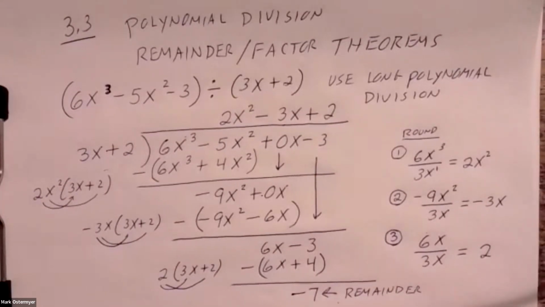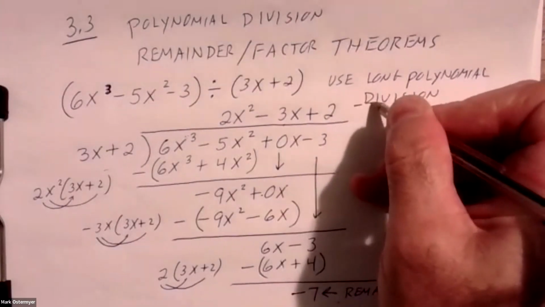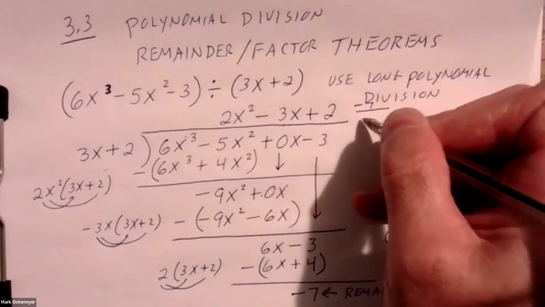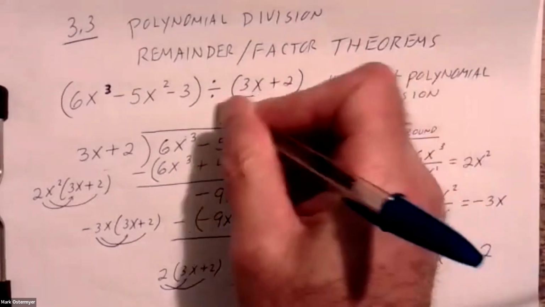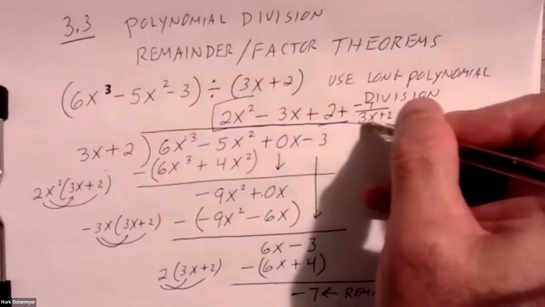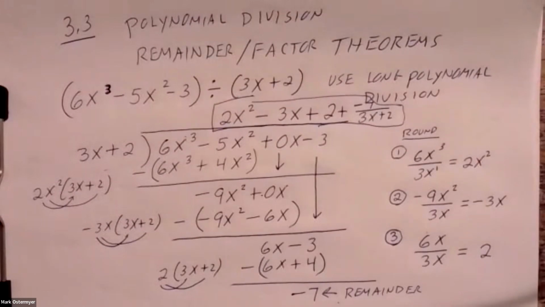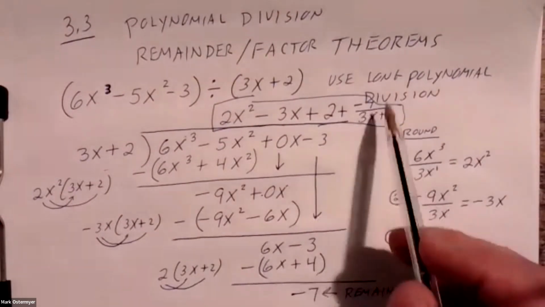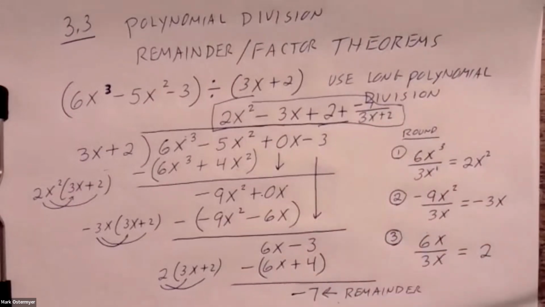And what we normally like to do is bring our remainder up into our quotient, place it over our divisor. So negative 7 is placed over 3x plus 2, and then we're going to add it to the rest of the quotient. And this would be your answer. This entire expression is your answer here. So I put the negative 7, the remainder, over my divisor.